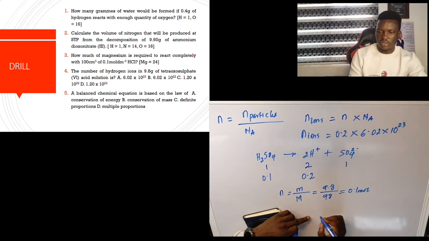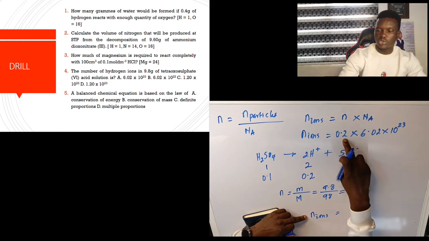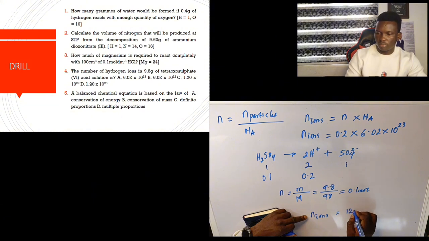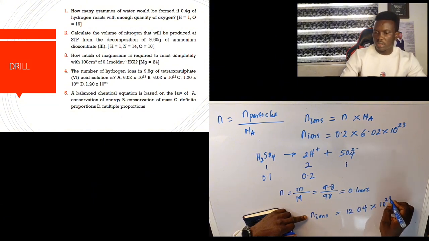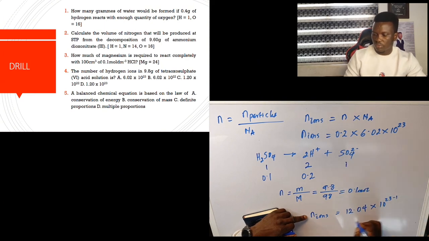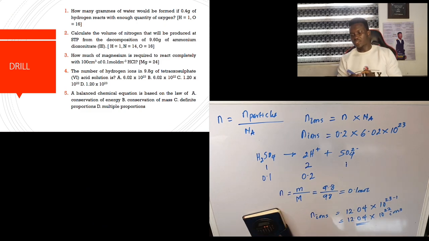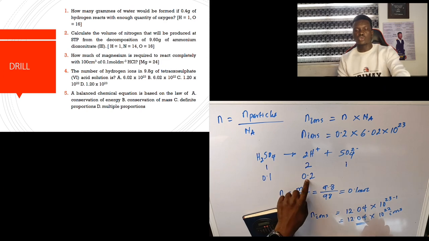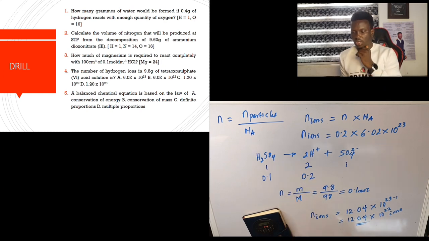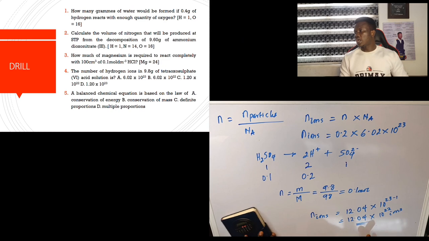So you can now say, let's write it down here. The number of ions, so you can do this. So 2 times this would be 12.04, times 10 raised to the power 23 minus 1. So that would be 12.04 times 10 raised to the power 22. So this is the number of ions that is present in 0.2 mole of hydrogen ions. So that's what you have.